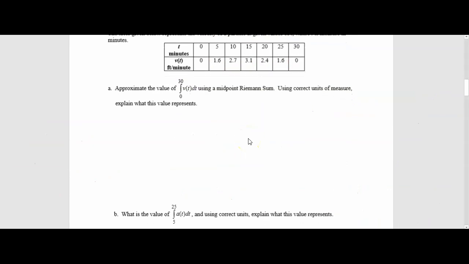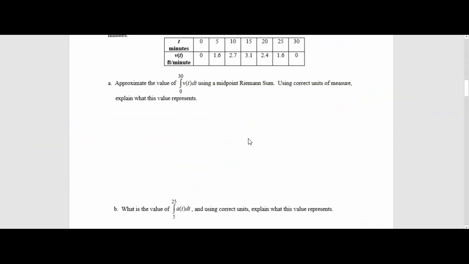Part B, let's see if I may have to do my work up above still. It says, what is the value of the integral from 5 to 25 of a of t dt? And using correct units, explain what this value represents. So here, we are going to use the fundamental theorem of calculus.